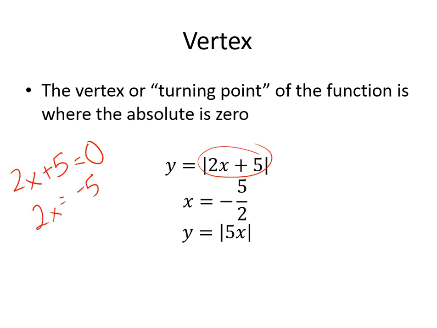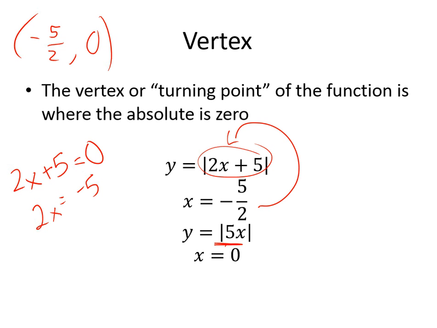Now if you want to find the y value of it, so if you wanted to find the coordinate, you take this and then you plug it back in. And as you see here, for this vertex we end up getting negative 5 halves, 0. So that would be the vertex of the first one. And now the second one, what do you plug in for x to get a 0? Obviously 0. You plug in 0, and 0 times 5 is 0. And so this turning point would be 0, comma 0.